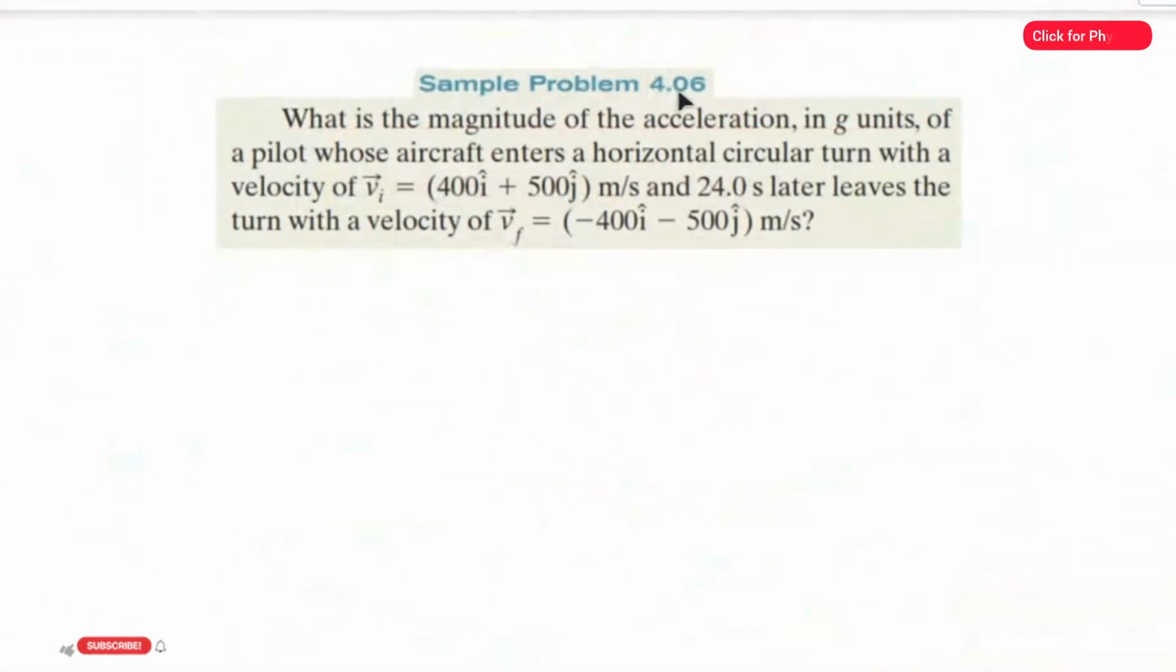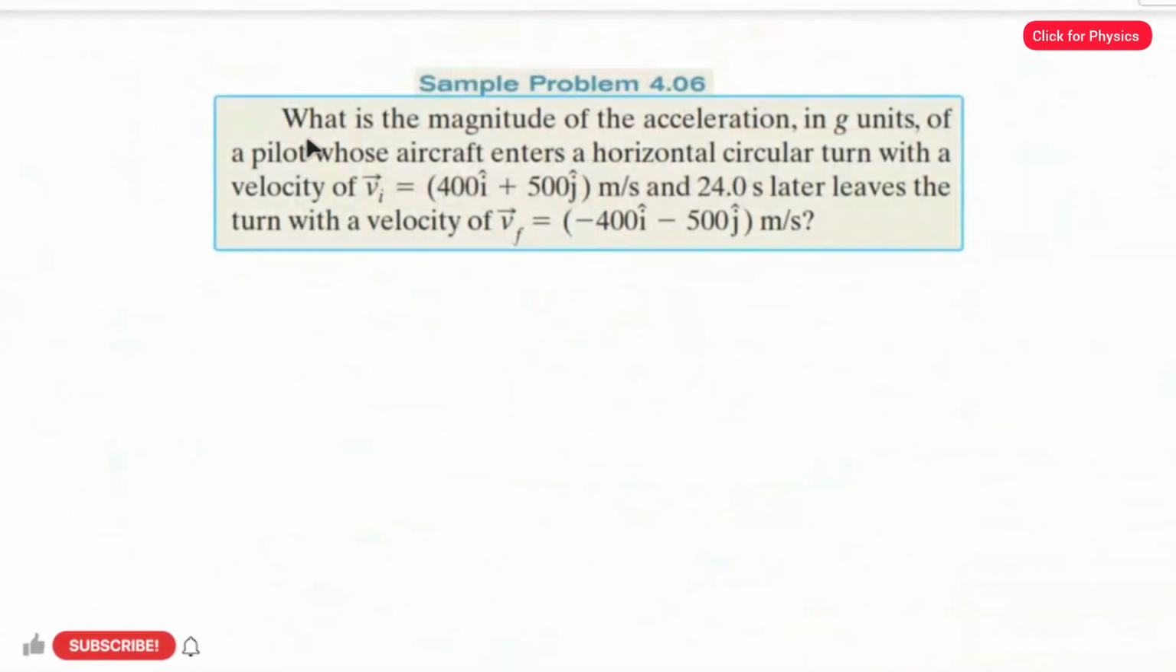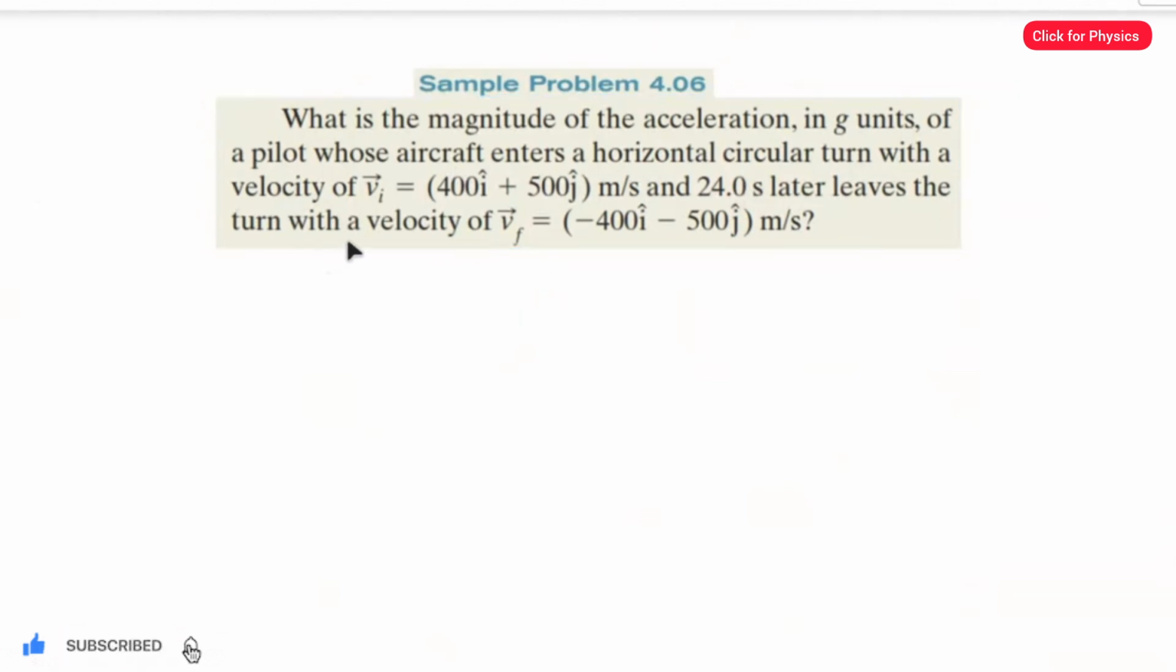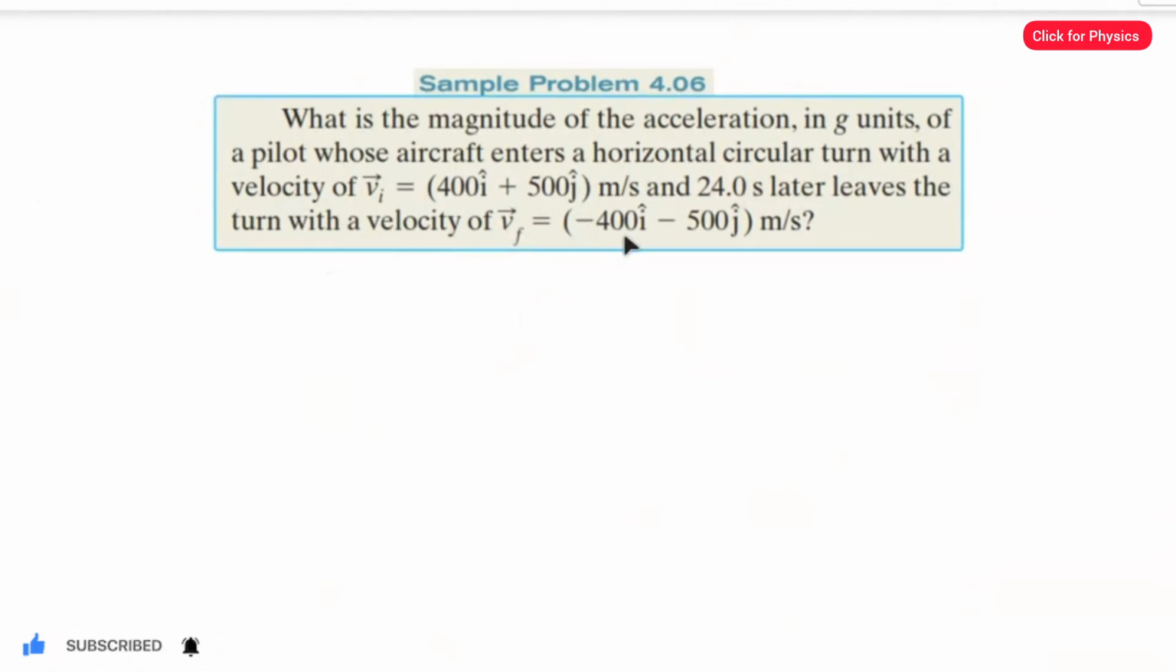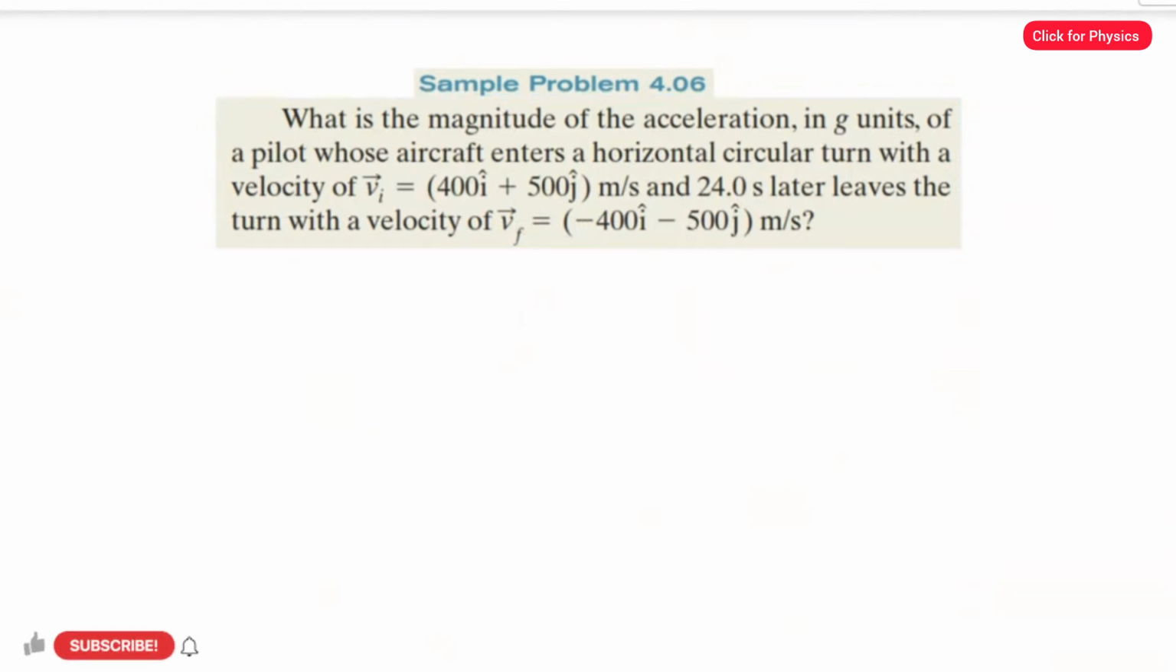Sample problem 4.06. What is the magnitude of the acceleration in g units of a pilot whose aircraft enters a horizontal circular turn with a velocity of vi vector equal to 400 i cap plus 500 j cap meter per second, and 24 seconds later leaves the turn with the final velocity vf vector equal to minus 400 i cap minus 500 j cap meter per second.